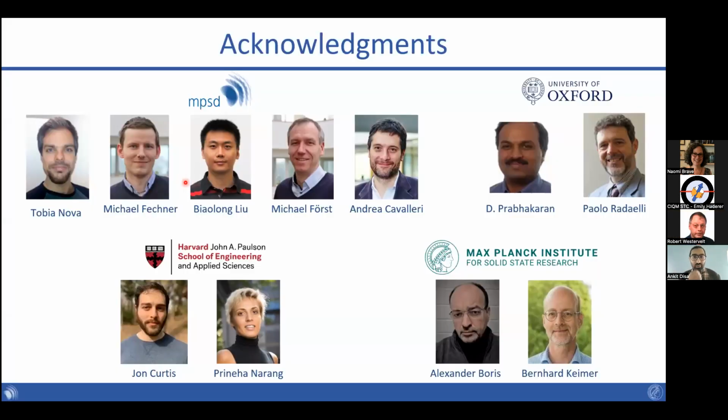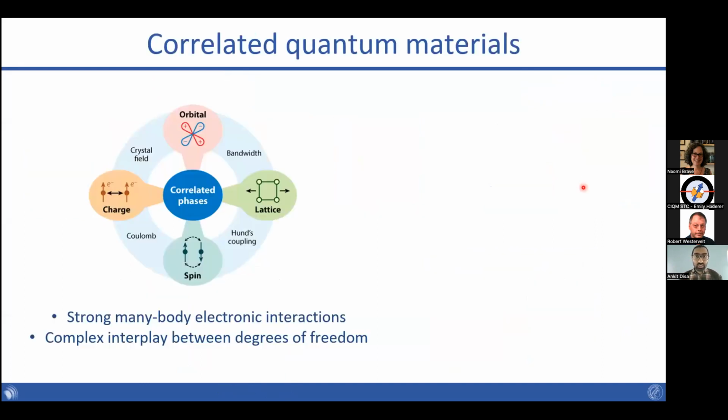So before I get into it, I want to first acknowledge some of the people who really helped make this work possible. I especially want to point out Michael Fechner from Hamburg, and John Curtis and Pranay Narang from Harvard for theory support, and the Keimer and the Oxford groups for high quality samples.